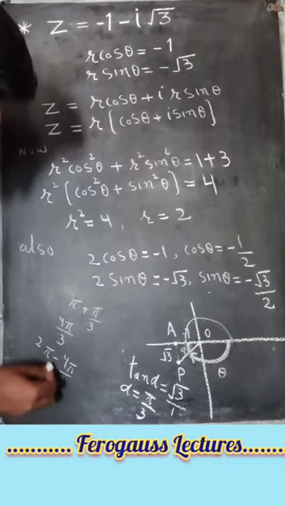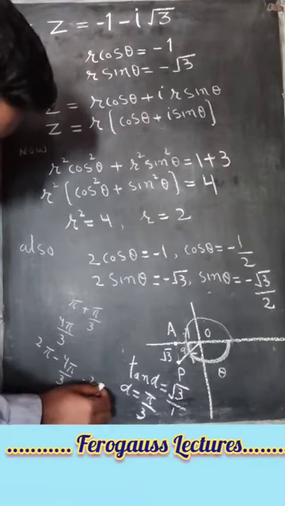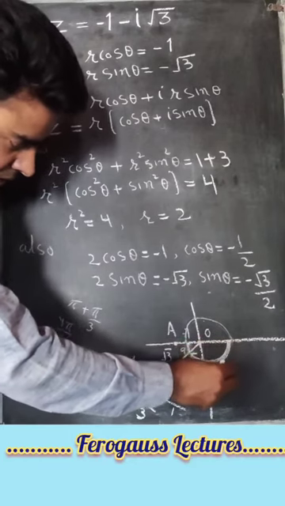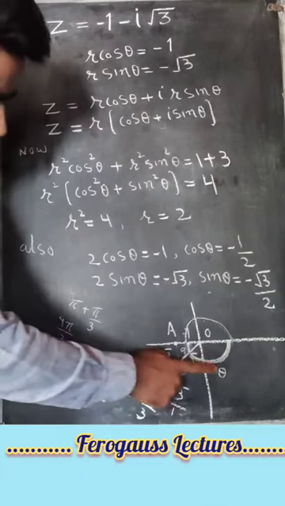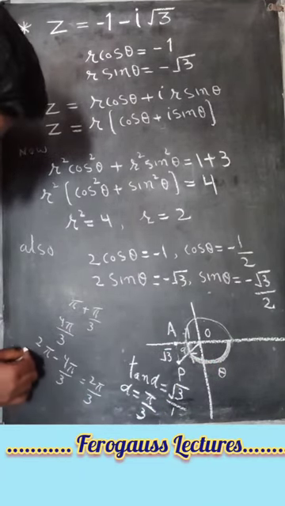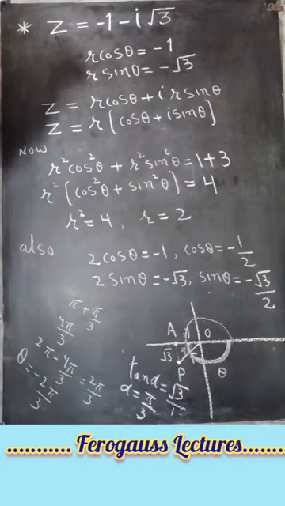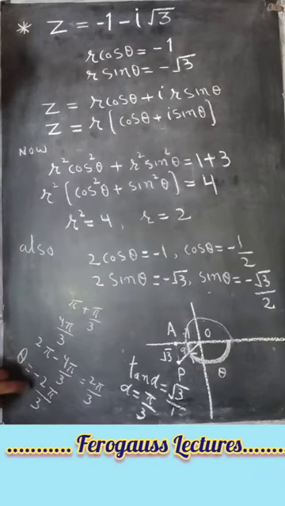That is equal to 6 pi minus 4 pi, which is equal to 2 pi by 3. But in this case, we are moving in clockwise sense, and in clockwise sense, the angle is negative. So we have to take theta equal to minus 2 pi by 3. So theta is equal to minus 2 pi by 3. Now r is equal to 2 and theta is equal to minus 2 pi by 3.